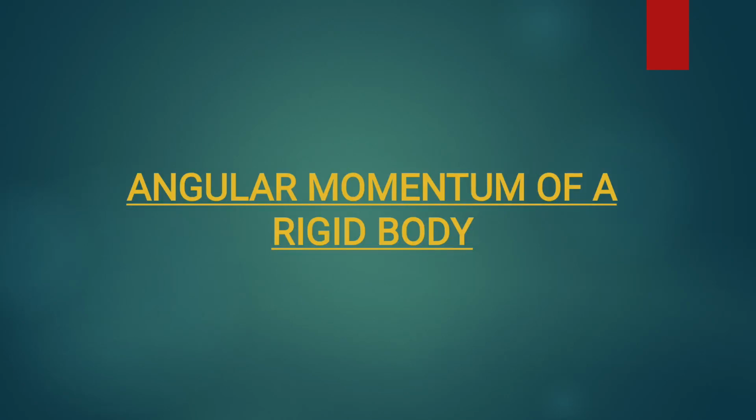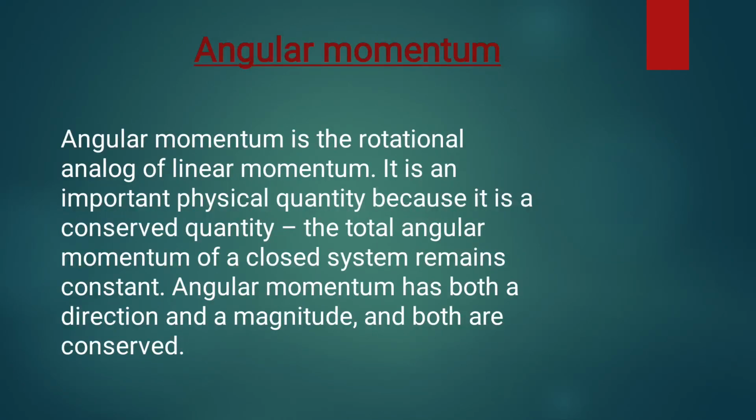So let's get into the topic. What is angular momentum? Angular momentum is a rotational analog of linear momentum. It is an important physical quantity because it is a conserved quantity. The total angular momentum of a closed system remains constant. Angular momentum has both direction and magnitude, and both are conserved.